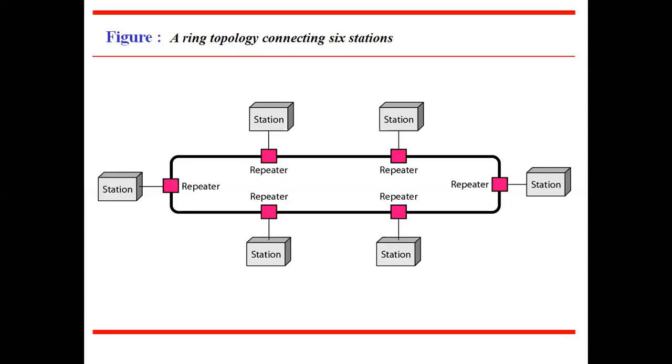But the disadvantages of this are: one, it has a unidirectional data flow. Second, if a link is disabled, there is no data flow in the network. Third, it is not robust.